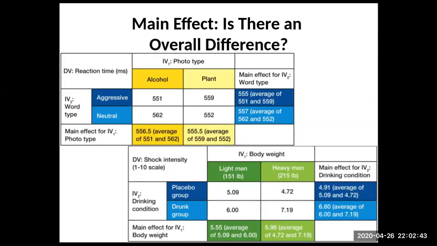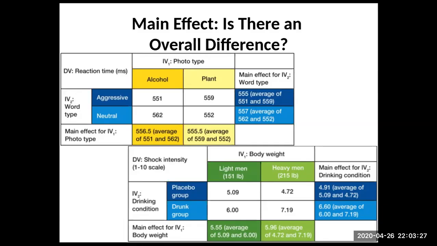If we go to the other IV, word type, we have aggressive, 551 and 559, as if alcohol and plant didn't exist, right? And we have neutral, 562 and 552. So instead of below, we put it to the right side. We call these the marginal means because we put the means in the margins. So if we were to average 551 and 559, we would get 555. If we were to average 562 and 552, what's in between them? 557. So looking at the main effect for word type, we are looking at the difference between 555 milliseconds and 557 milliseconds. I would say no main effect for either of them.